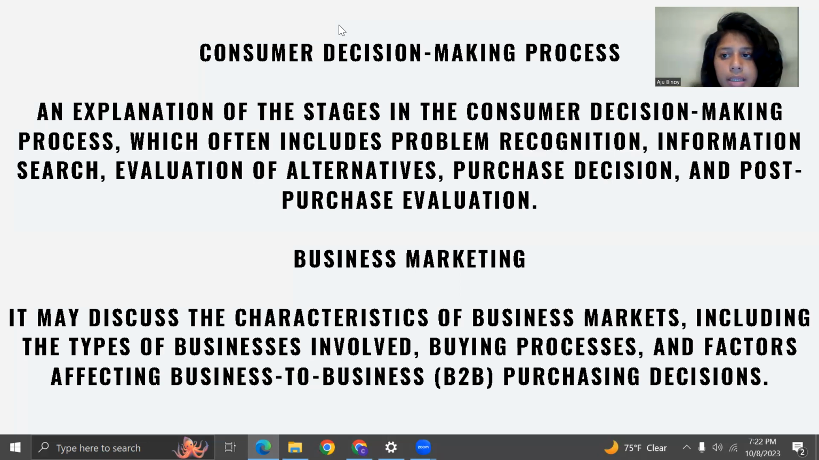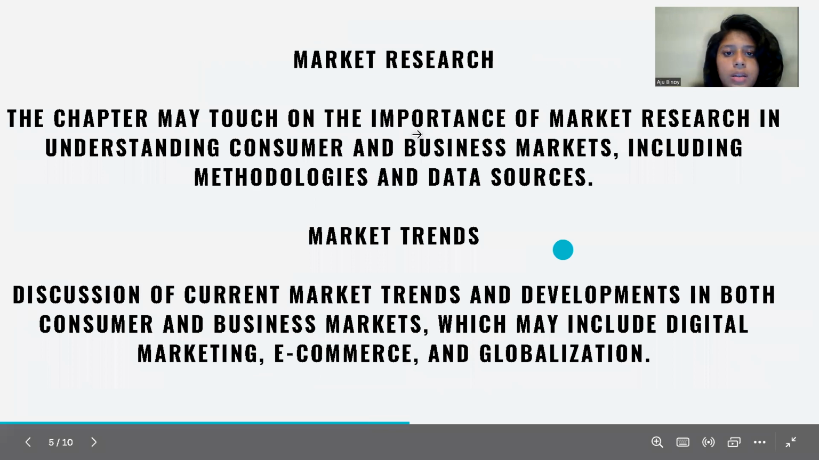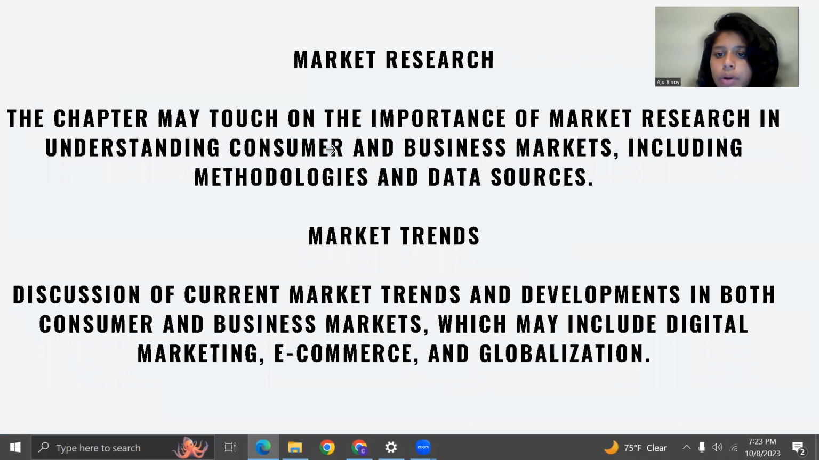And let's move on to the next key point, business marketing. It may discuss the characteristics of business markets, including the types of businesses involved, the buying process, and factors affecting business-to-business, that is B2B, purchasing decisions. And the next keyword is market research. In detail, it gives brief information about the importance of market research in understanding the consumer and business markets, including the methodologies and data sources.